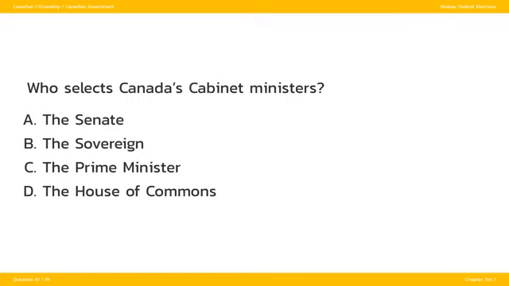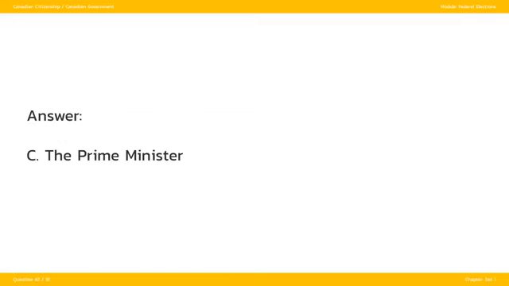Who selects Canada's cabinet ministers? A. The Senate. B. The Sovereign. C. The Prime Minister. D. The House of Commons. The answer is C. The Prime Minister.